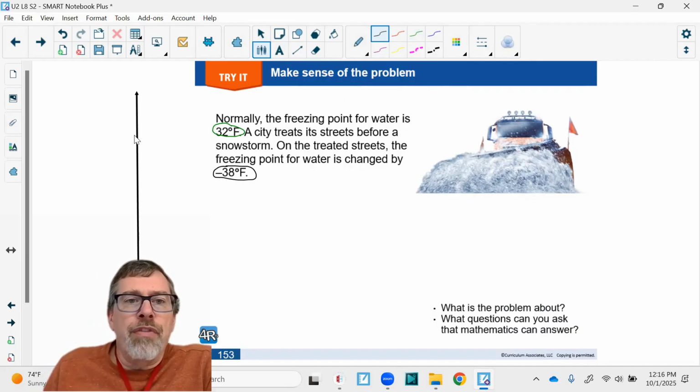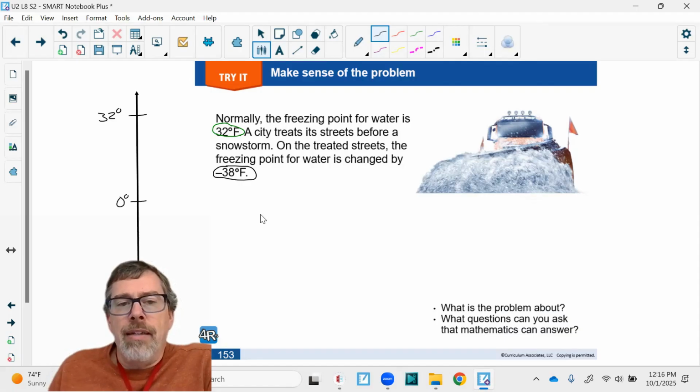So let's start with the freezing point and 0. So here is 0 degrees Fahrenheit. I'll put 32 degrees Fahrenheit up here. Okay, so it says normally the freezing point for water is 32 degrees Fahrenheit. So that's where it's going to freeze. A city treats its streets before a storm. On the treated streets, the freezing point of the water is changed by 38 degrees Fahrenheit. So what this problem is going to ask us is, what temperature will the roads freeze? So what we're going to do is we're going to lower our freezing point.